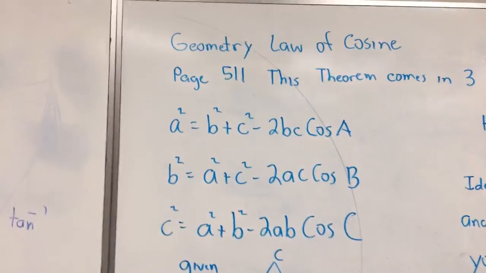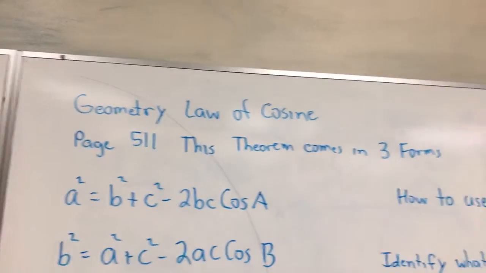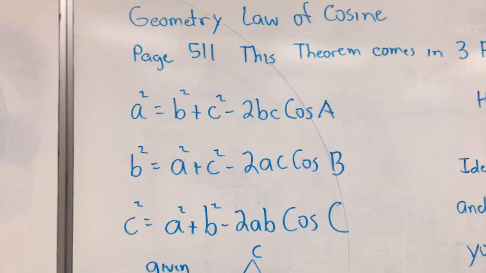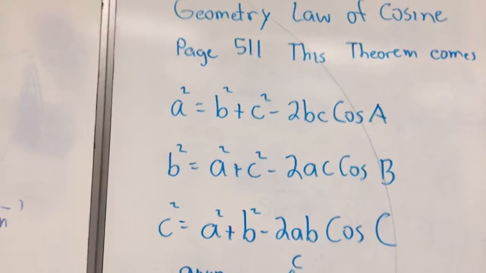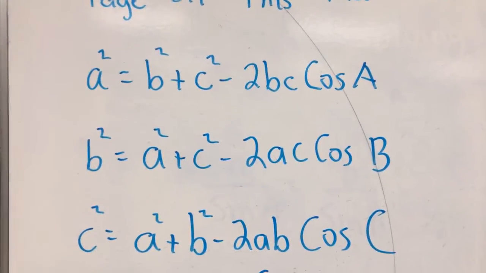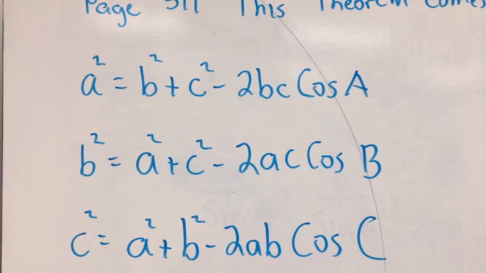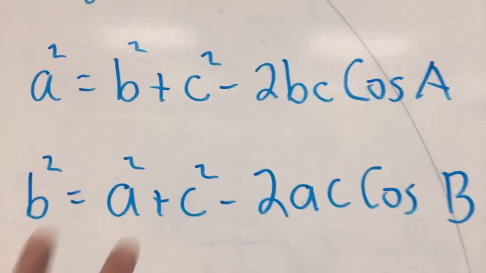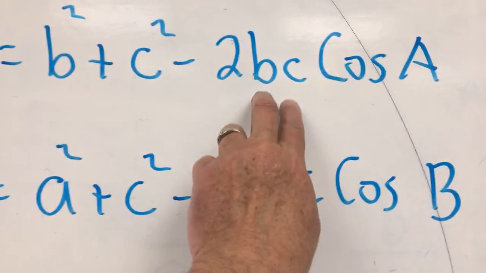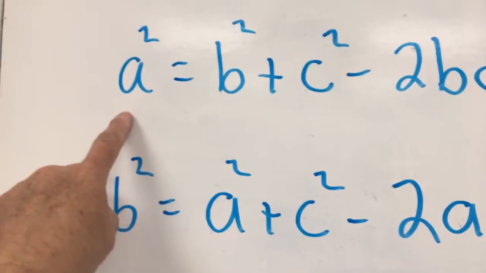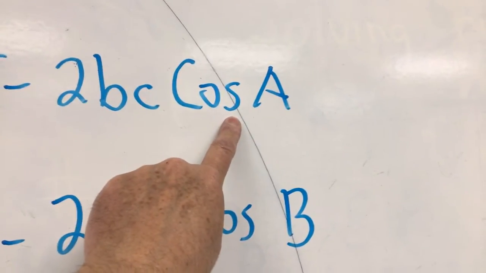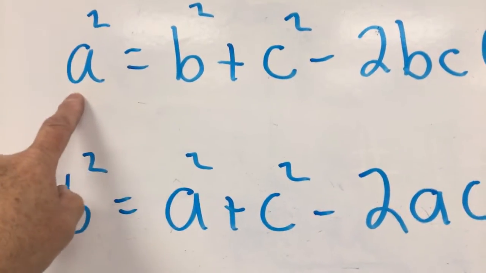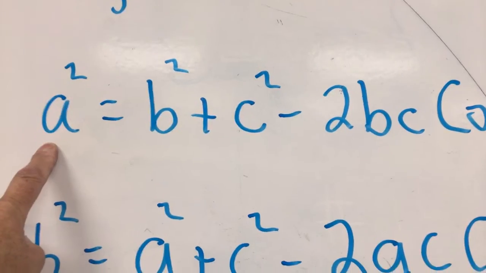All right, so here we go. The law of cosines. It's found on page 511, and it comes in three forms. Now, there is a pattern to this, and once you start seeing the pattern, it kind of makes sense. I can say that a squared is equal to b squared plus c squared minus 2bc cosine of the angle A. Notice the connection here. I have a b and a c, the angle opposite that side, and this is generally the piece I'm missing. I will use this to find A.